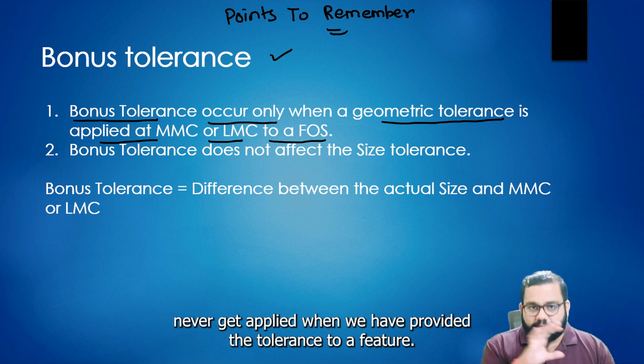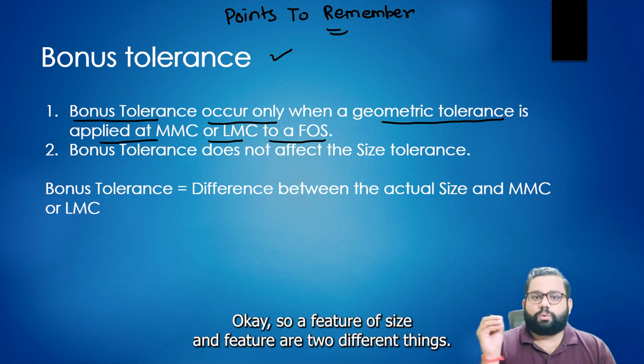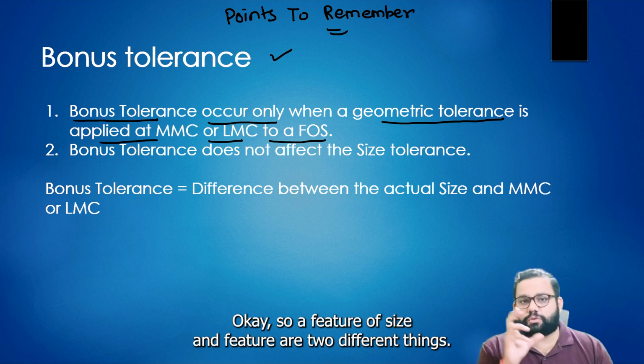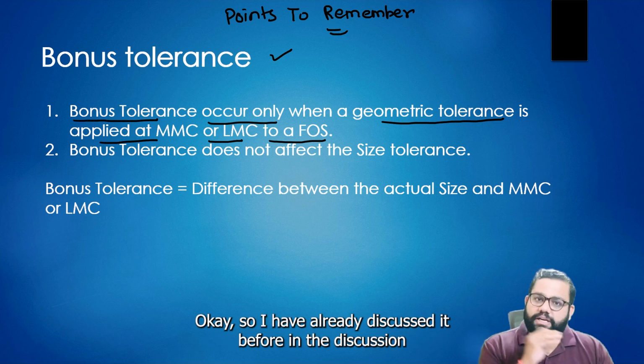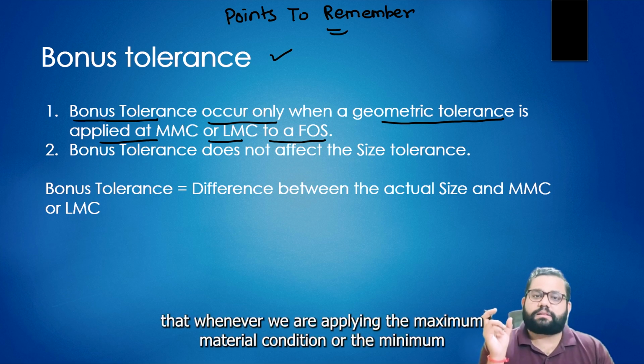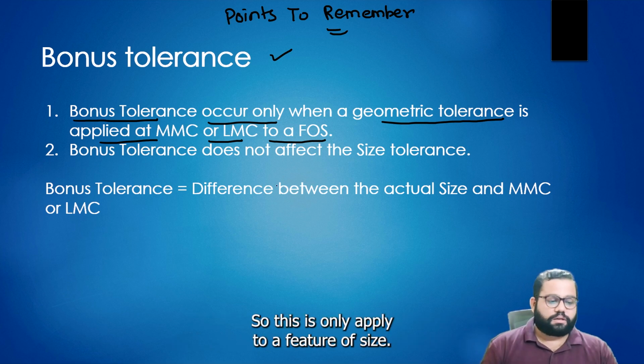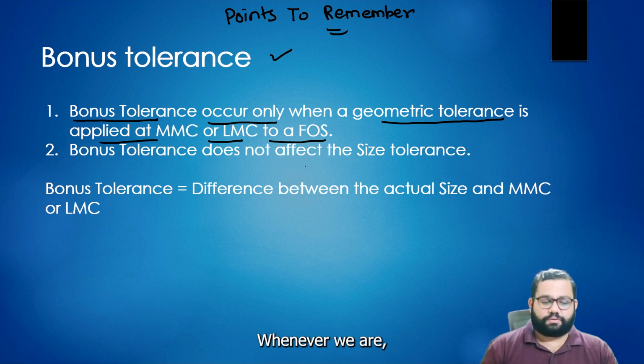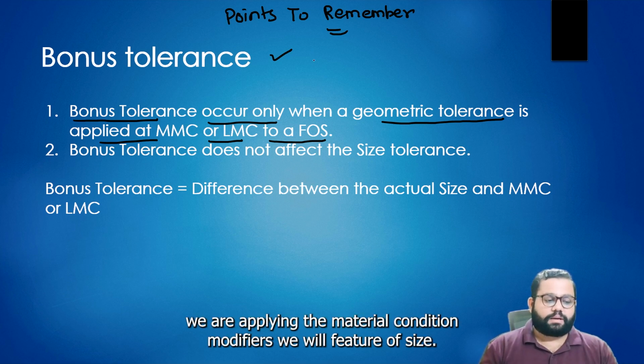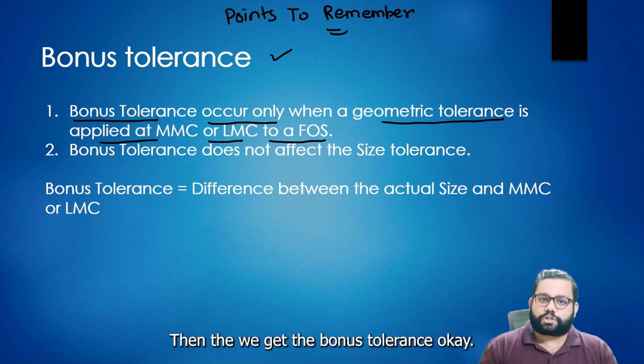Bonus tolerance never gets applied when we have provided the tolerance to a feature. A feature of size and a feature are two different things. I have already discussed that whenever we apply the maximum material condition or the least material condition in a feature control frame, we get the bonus tolerance. This is only applied to a feature of size. Whenever we apply the material condition modifiers to a feature of size, we get the bonus tolerance.